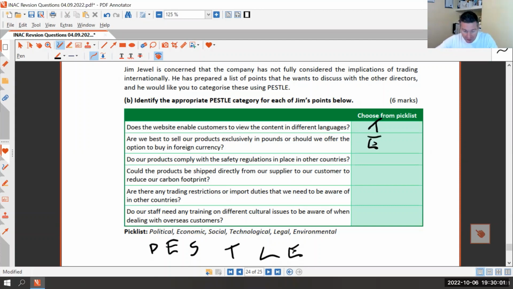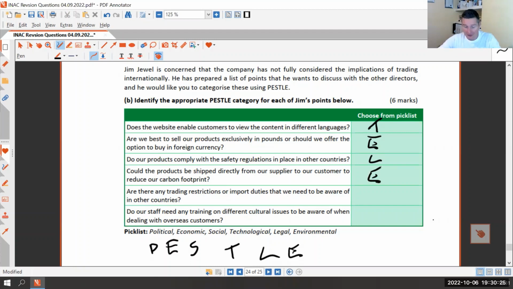Next one, do our products comply with safety regulations in place in other countries? Yeah, a legal one. Next one's a bit of a gray. Could the products be shipped directly from our supplier to our customer to reduce our carbon footprint? Yeah, environmental.